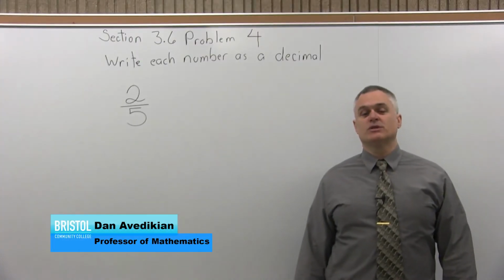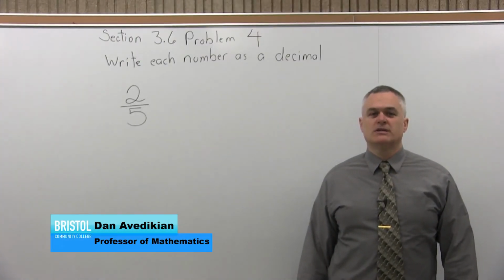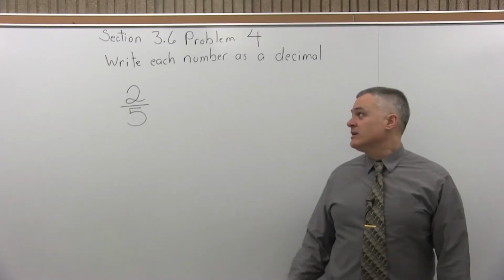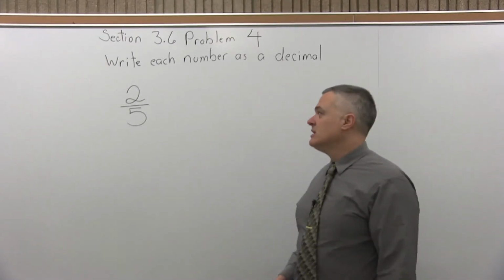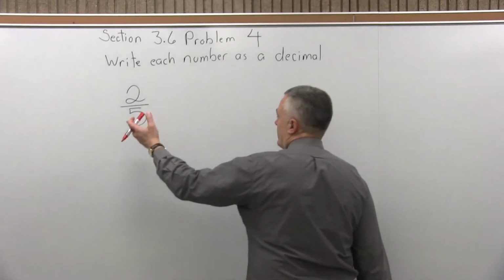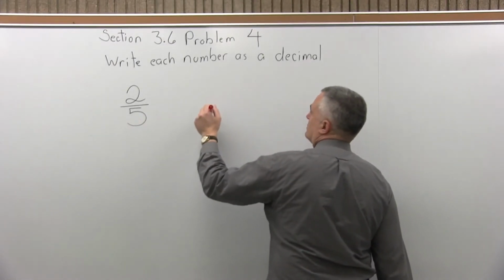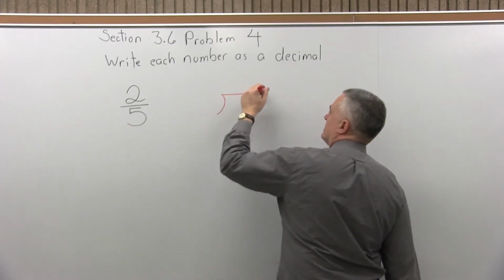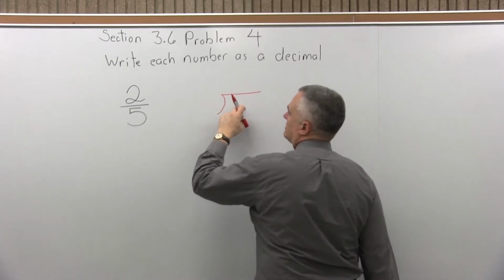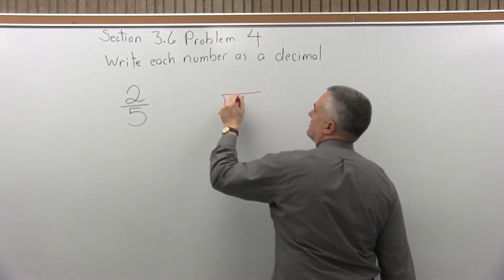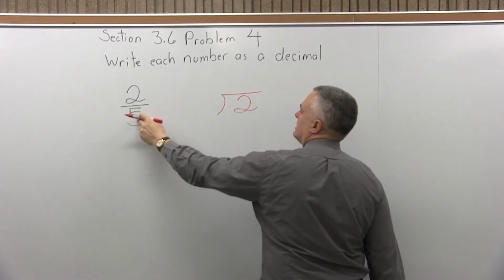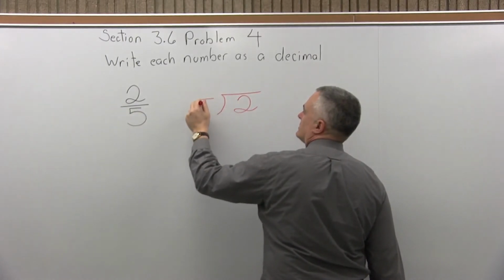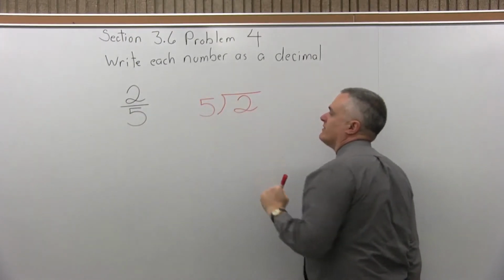This is Section 3.6, Problem 4. It says write the number as a decimal, and we have 2/5. So to write any fraction as a decimal, you write it as a division problem. You put a division symbol, the numerator goes under the division symbol, and the denominator goes in front, like this. So you're going to divide 5 into 2.